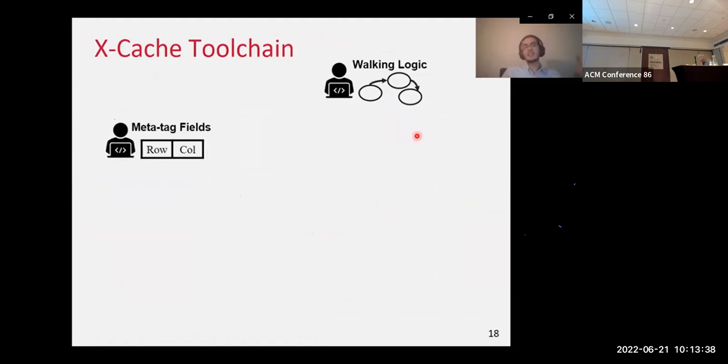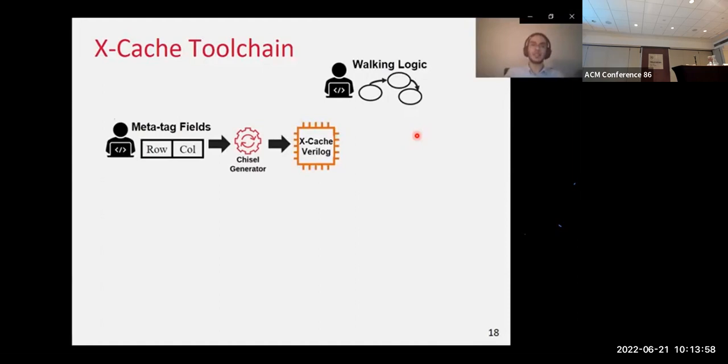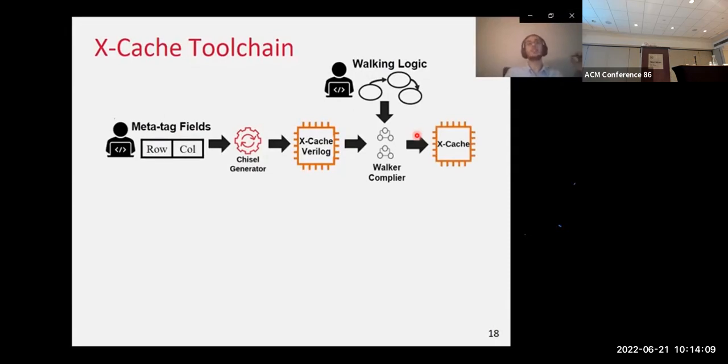So this is the toolchain of Xcache. The programmer is in charge of programming meta tag fields, defining them, and in charge of defining the walking logic. We pass these meta tag fields to our Chisel generator, and at the end, we have a Verilog for our Xcache. Then we compile down the walking logic into microcoded actions. We load it on the Verilog of the Xcache, and at the end, we have a domain-specific cache.